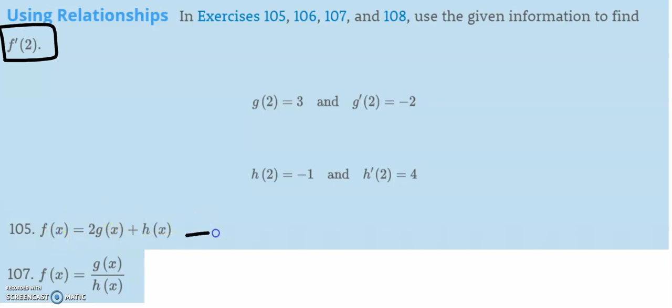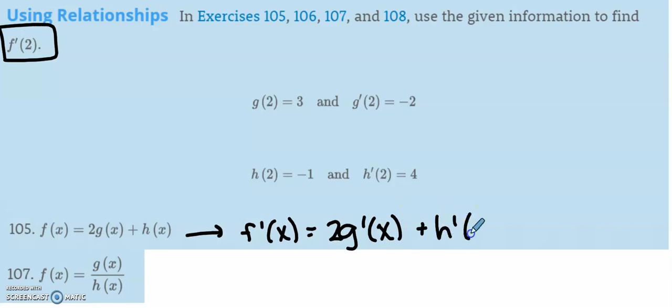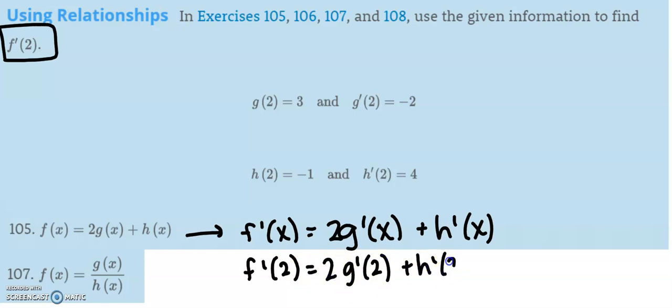Well, before I can find f prime of 2, it would be wise of me to just find f prime of x. So 2 is a constant multiple. It's going to hang out. G prime of x plus h prime of x. Well, now I want f prime of 2. So I want 2 times g prime of 2 plus h prime of 2.